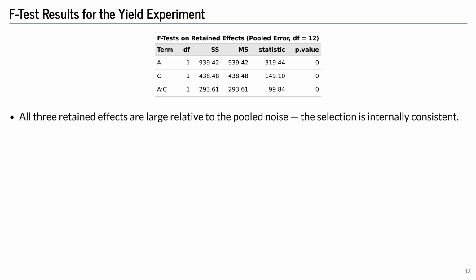What does this mean in practice? It means the graphical selection was sound. The 3 effects we retained are genuinely dominant relative to the 12 we discarded. We can proceed with confidence to write the prediction equation and examine the residuals. If any of these F-ratios had been, say, 3 or 4, close to the critical value, we would need to pause and reconsider. Here, there is no such concern.